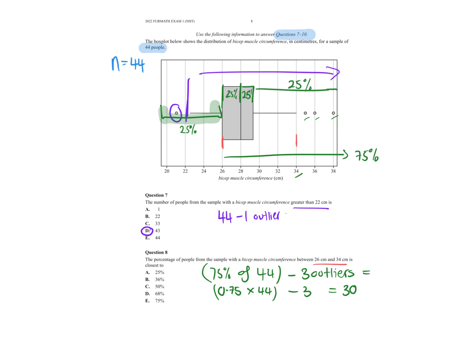So they want a percentage. So a percentage, remember, will be the amount, 30 out of the total, which was 44, times 100. And it ends up being, I believe, 68%.